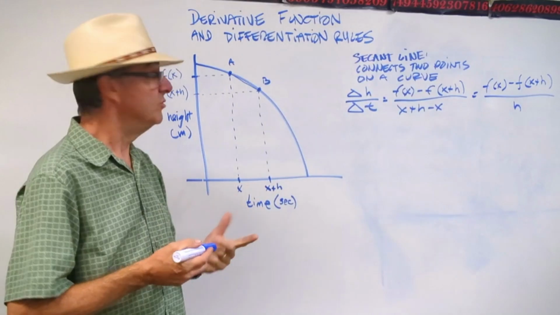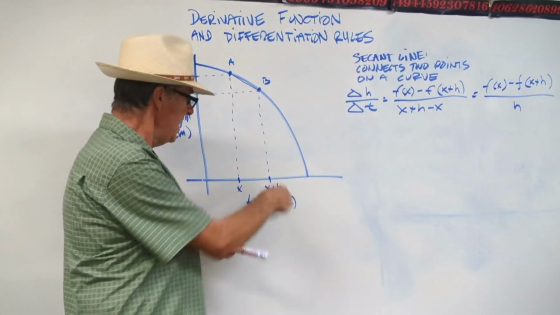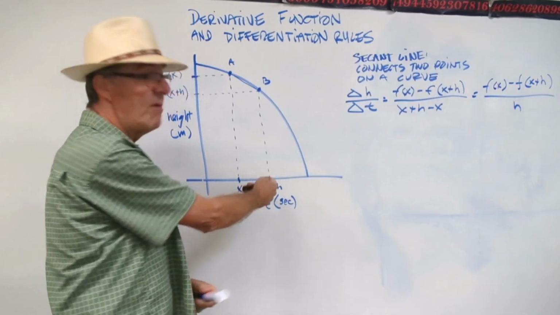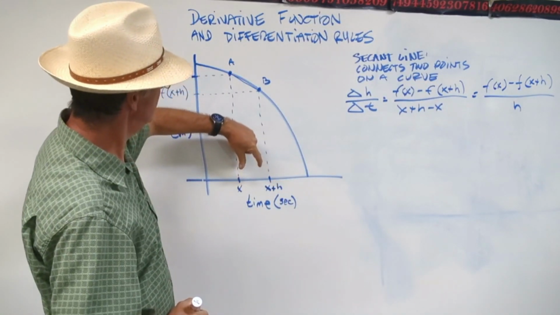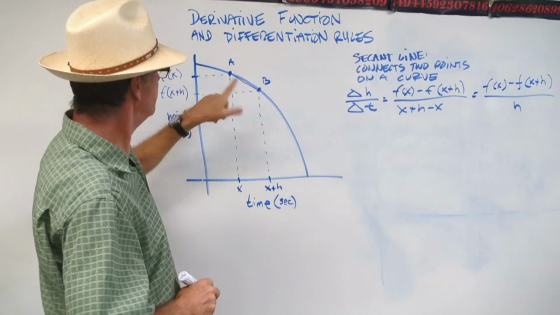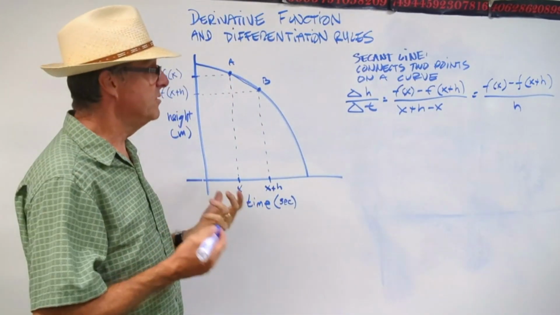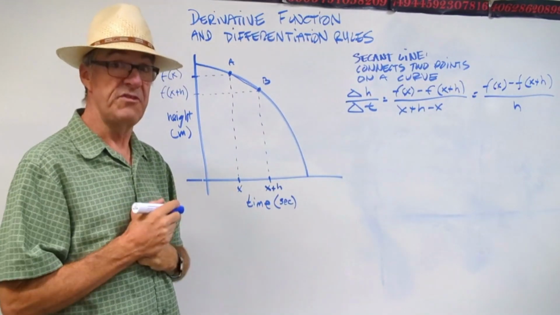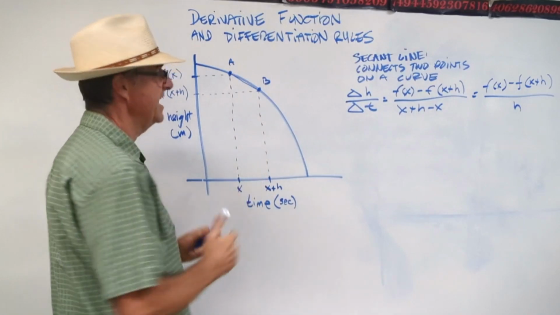Now what we're going to do to find the instantaneous speed is we're going to make h get smaller and smaller so that we get closer and closer to the speed, the instantaneous speed at the point, okay? And that would allow us to figure out what that speed would be. So right now, our speed is going to be the slope of this tangent line.